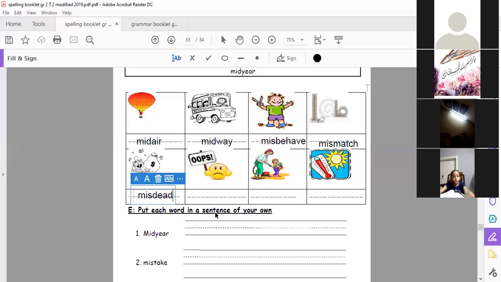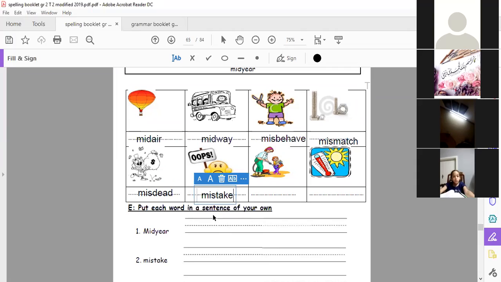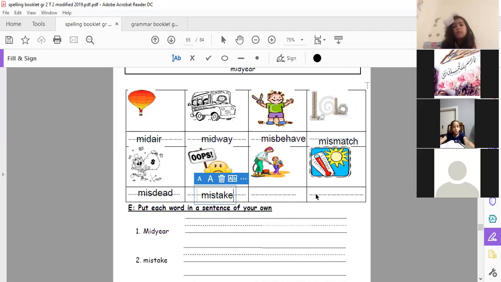Okay. Next one. What is this one? Mistake. Mistake. Spell it. M-I-S-T-A-K-E. Yeah, thank you. Teacher, can I answer after this? Who are you? Malak. Yes, Malak. Read.